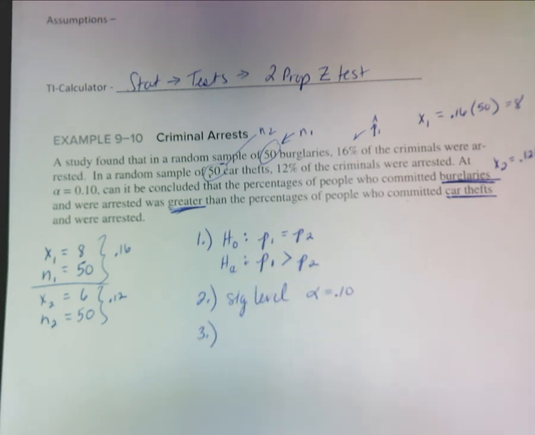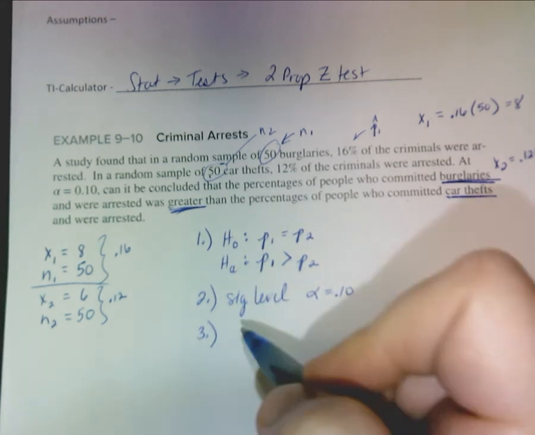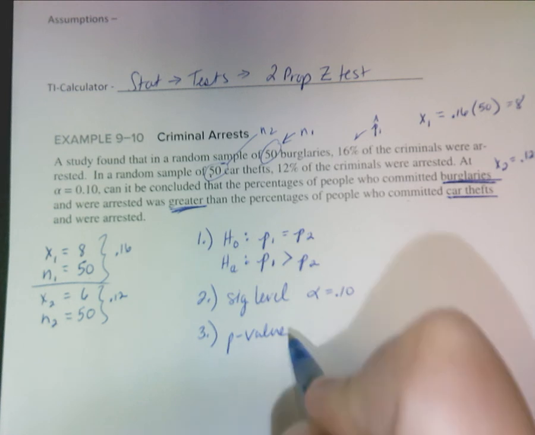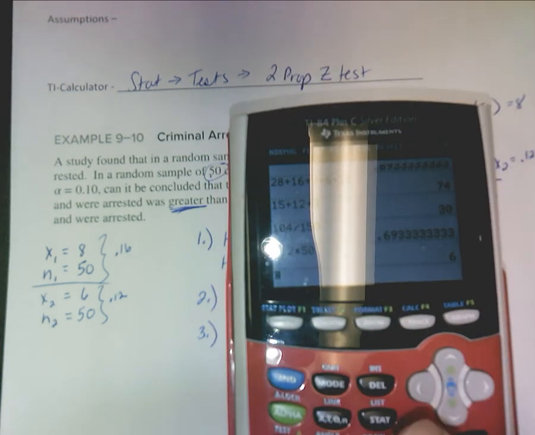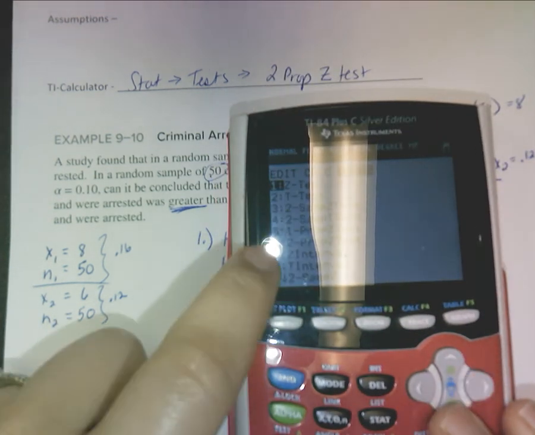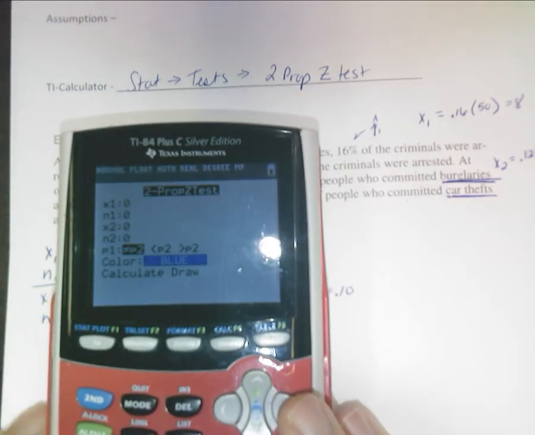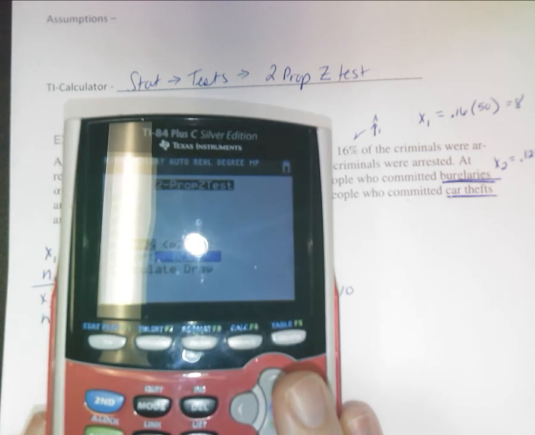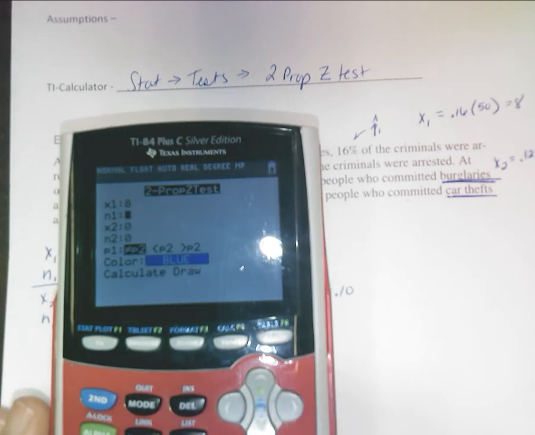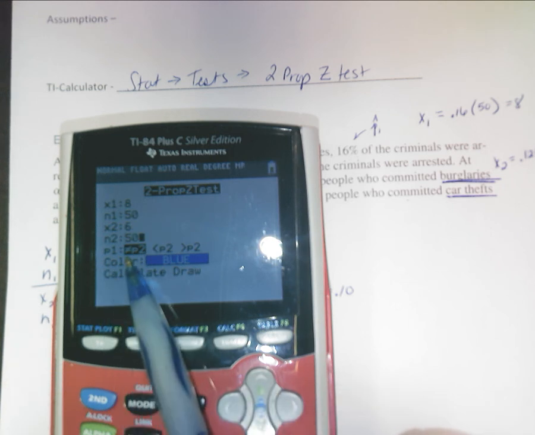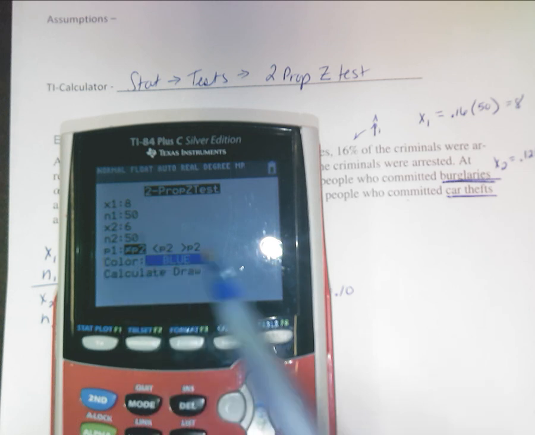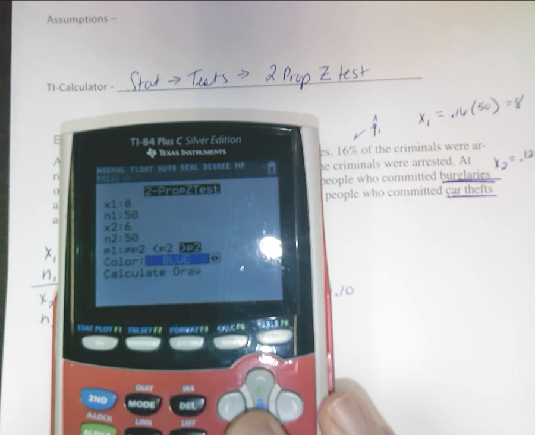Step 3, we are going to use the calculator and do our p-value method. So let's use our calculator: Stat, Tests, 2-PropZTest. Our X1 is 8 and N1 is 50. X2 is 6 and N2 is 50. Now, we don't want that the proportions are not equal. We want that proportion 1 is greater than proportion 2 for our hypothesis testing. We're going to calculate.